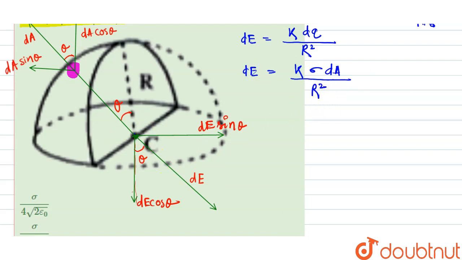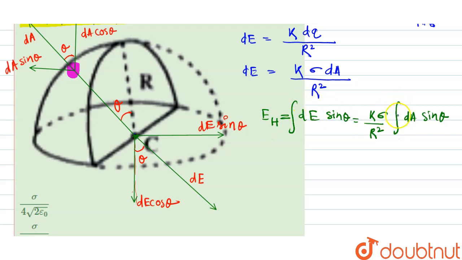Along the horizontal direction, what will be our electric field? Let me mention it as EH. The horizontal electric field is dE sin theta, so in place of dE we can take K sigma by r square into dA sin theta. We have to take the integration because horizontally we have to integrate this.